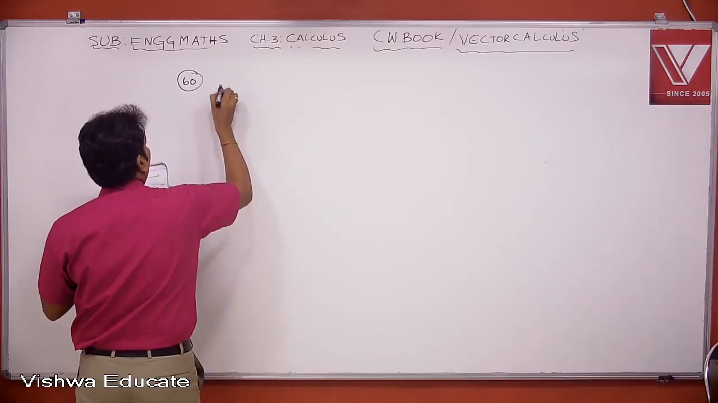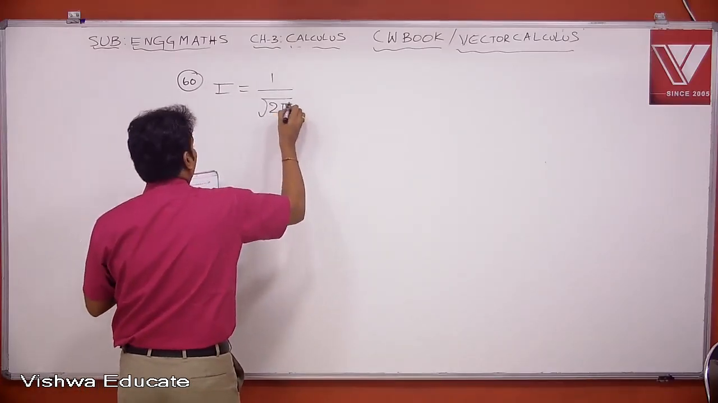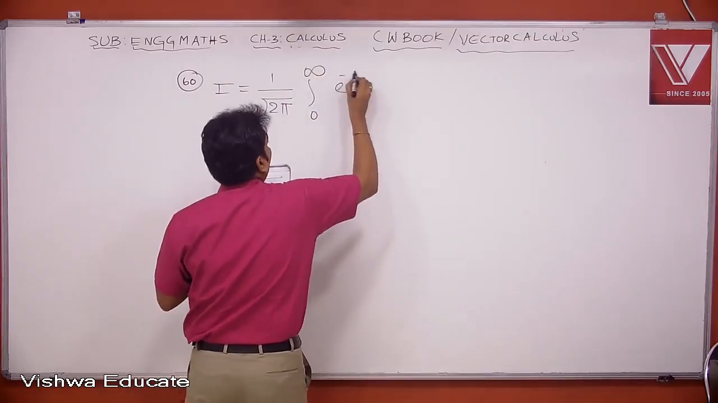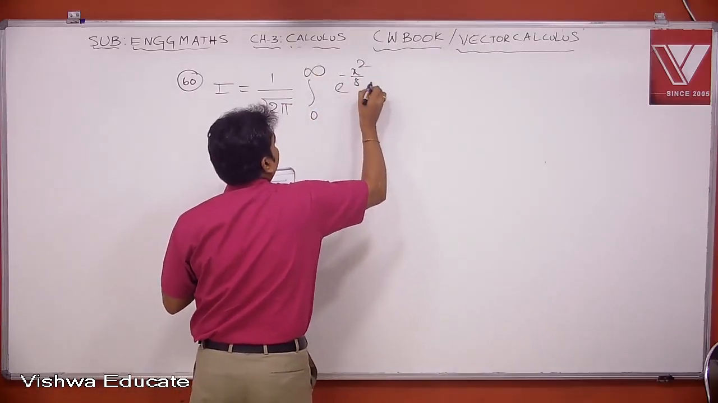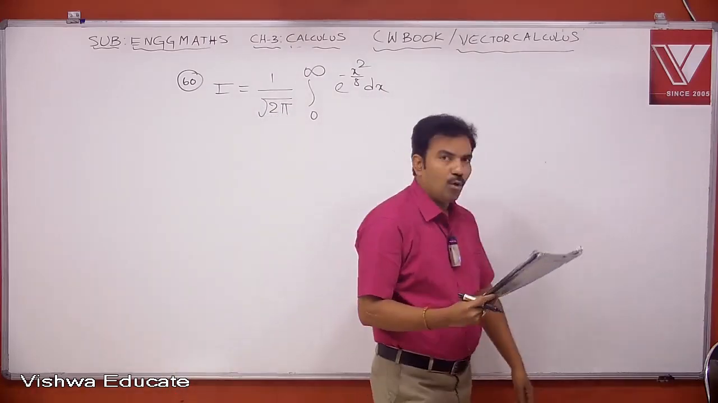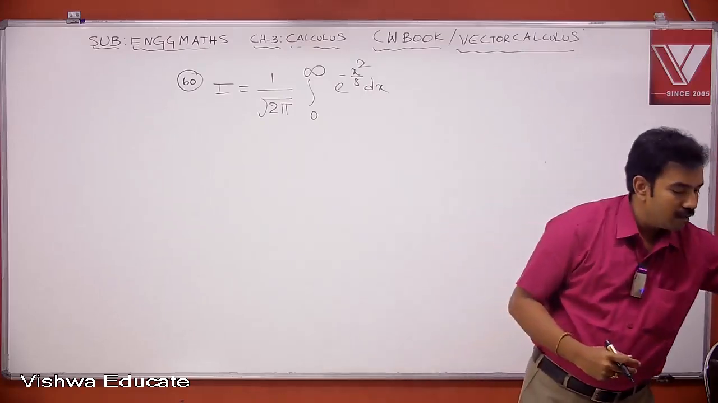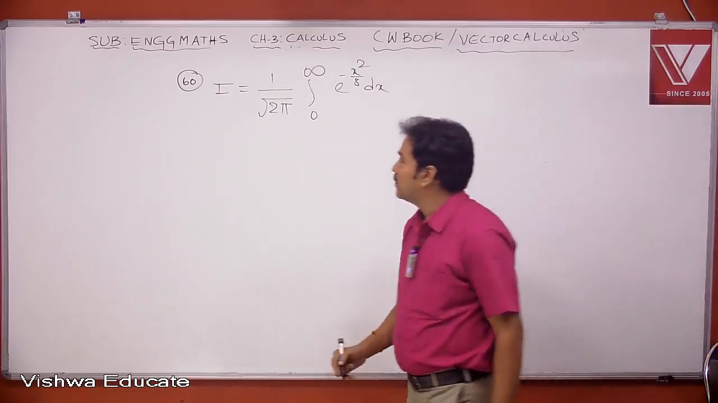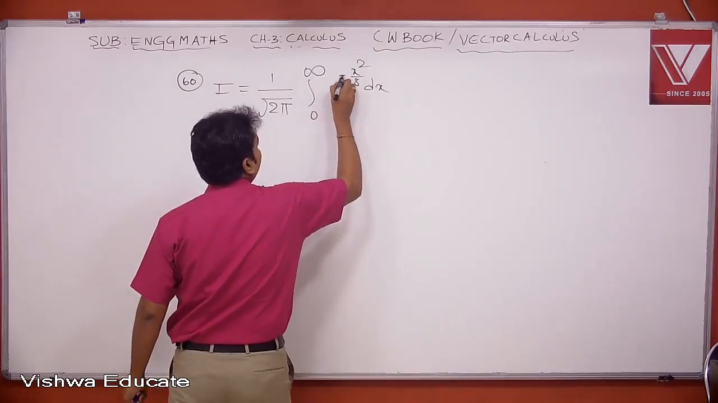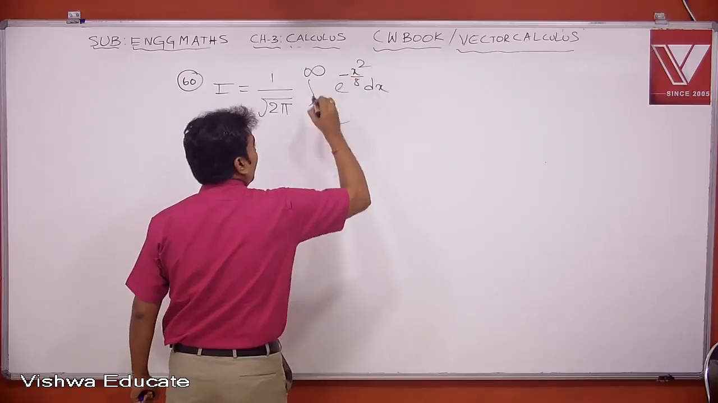The value of the integral I equal to 1 by square root of 2 pi into integral 0 to infinity e power minus x square by 8 dx is, options are given. Let us see this. Now here we have limits from 0 to infinity. Here this is e power minus x square by 8. Now this is related to the gamma function.